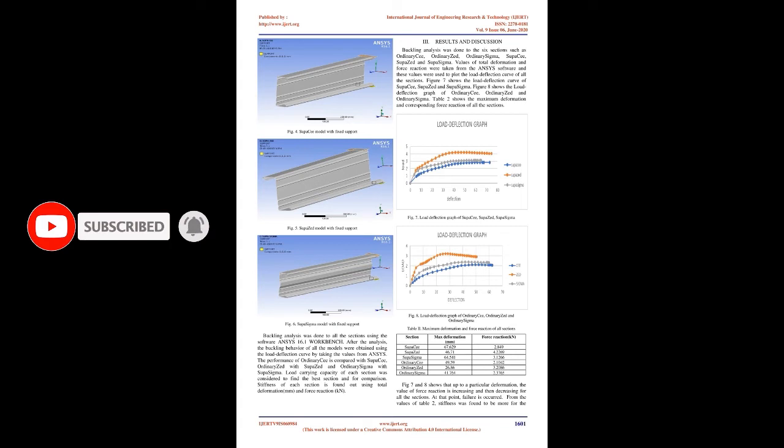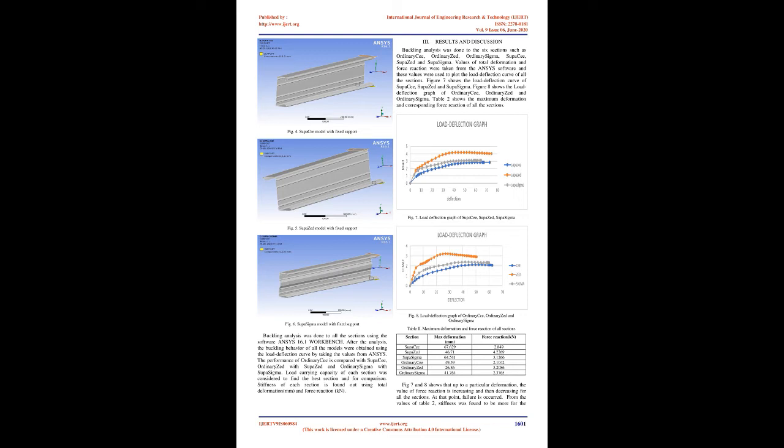B. Support and loading. Support condition and loading were given to all the models after modeling. The fixed support was given at the bottom of the model and displacement was given at the top of the model. Fig 4 shows the Supa C model with fixed support at the base. Fig 5 and 6 show fixed support of Supa Z and Supa sigma respectively. 6 models were obtained; 3 of them belong to the ordinary section, which does not have crimps in the web, and the other 3 belong to the Supa section, which has crimps in the web.